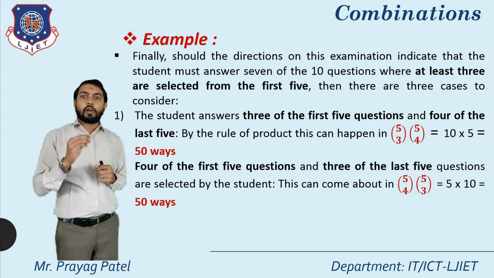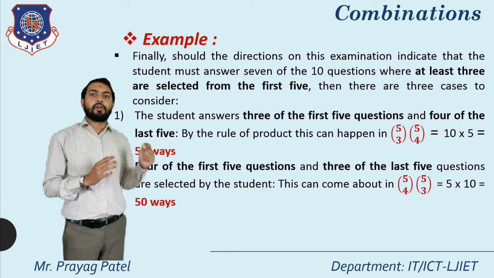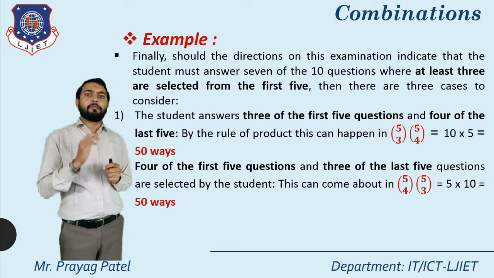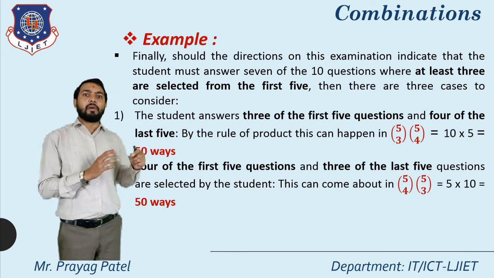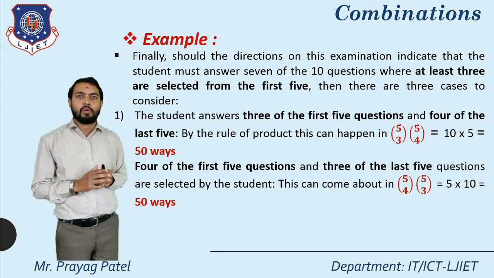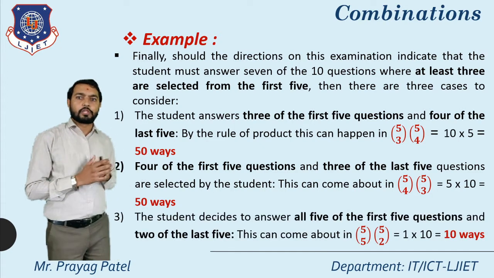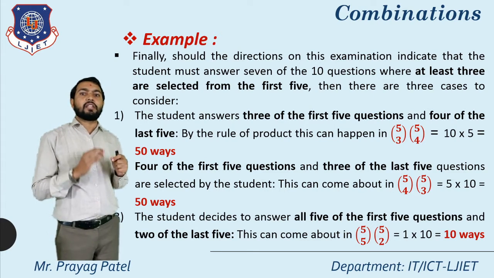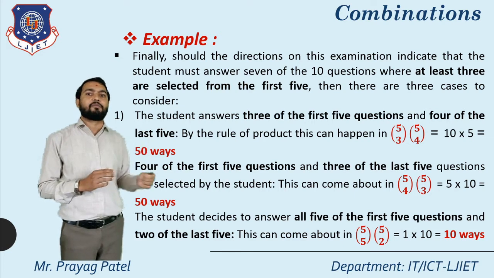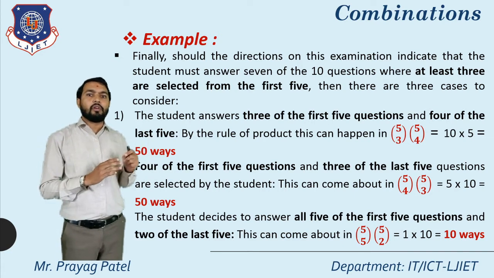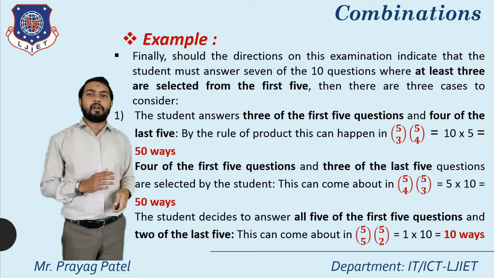Now second case, the student answers 4 questions from the first 5. Then the first combination is C(5, 4), from the 5 questions answering 4. The second combination is C(5, 3), that means the remaining 3 questions selected from the last 5. So the final answer is 5 into 10 equal to 50 ways. Now third possibility. The student decides to answer all the first 5 questions, then only 2 remaining questions from the last 5. So the answer is C(5, 5) into C(5, 2), that means 1 into 10 equal to 10 different ways.